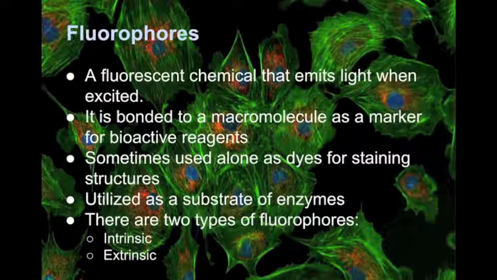A fluorophore is a fluorescent chemical compound that emits light when excited. Fluorophores are sometimes used alone as dyes for staining structures, as a substrate of enzymes, or as a probe or inhibitor. Most of the time, it is bonded to a macromolecule as a marker for bioactive reagents. These fluorophores are used in fluorescent imaging and spectroscopy. There are two types of fluorophores, intrinsic and extrinsic fluorophores.